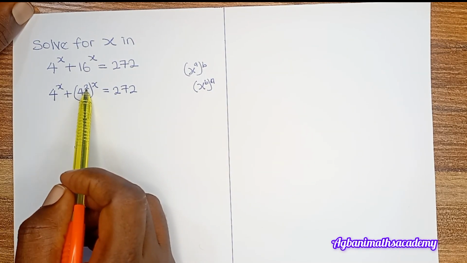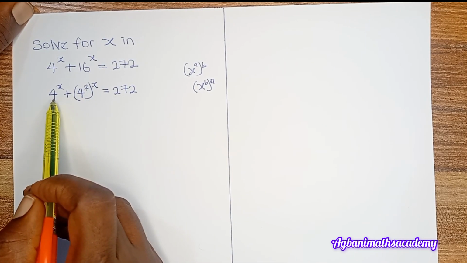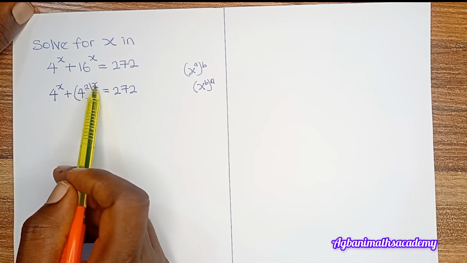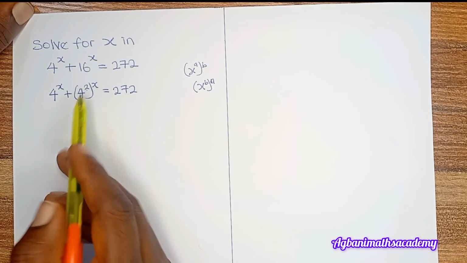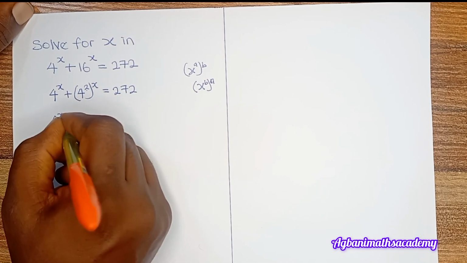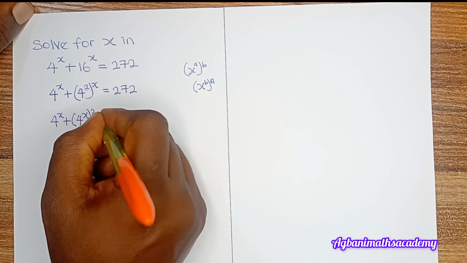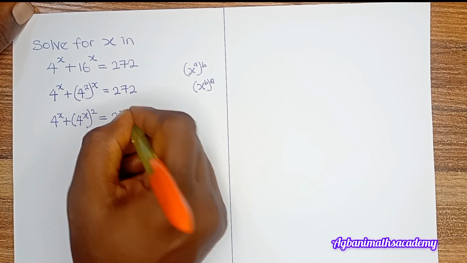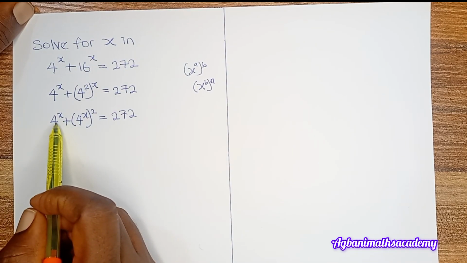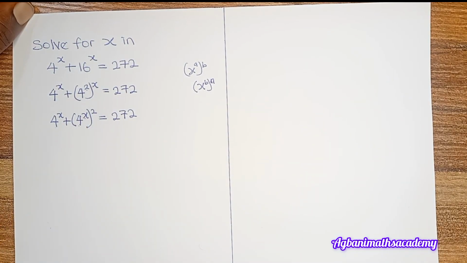So here we have 2 inside and x outside. What we can do in order to make this look similar to this, we can bring x inside and bring 2 outside. So this will give us 4 to the power of x plus 4 to the power of x, all squared, is equal to 272. So here we have 4 to the power of x, here we have 4 to the power of x. So we can convert 4 to the power of x to another value.